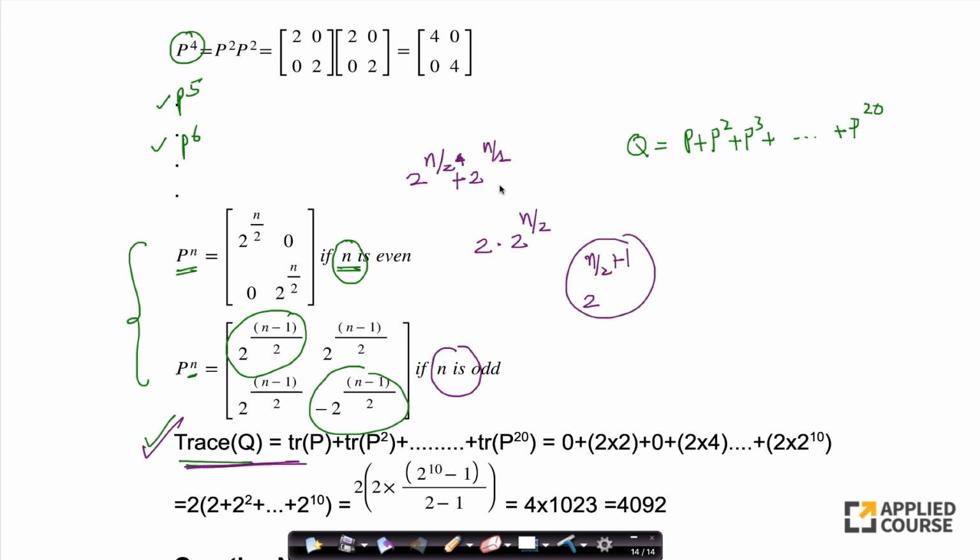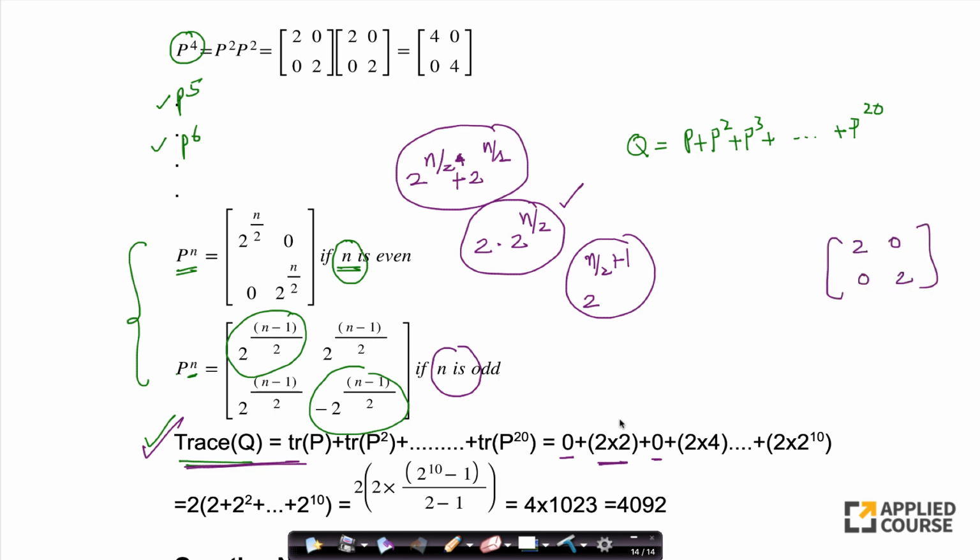Remember that this is not 2 power n. That's a mistake, because this is not multiplication, this is addition. This is one mistake that some people may commit, but don't worry about it, we'll write it in this form so as to avoid any confusion. So the odd terms will become 0. The traces of all the odd terms will become 0. The traces of even terms: this is what will happen when you have trace of P square. For P square, what did we have? We have 2 0 0 2.